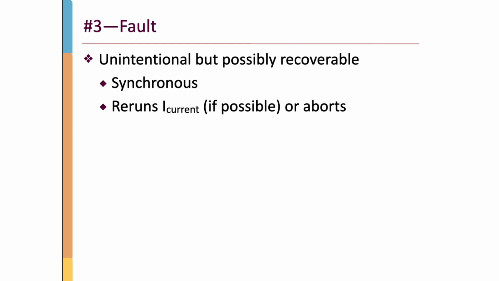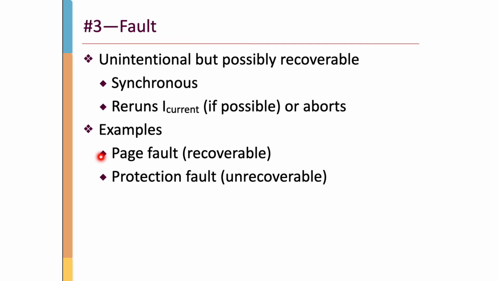Third is a fault, like a page fault. So these are unintentional exceptions. We're trying to access memory that currently hasn't been loaded into physical memory from the virtual memory system, but you can possibly recover it. So it's synchronous in the sense that you are executing an assembly language instruction that's trying to access a location in the virtual memory space that isn't loaded into physical memory, which is going to cause the kernel to go and load that page in and then restart the current instruction. Because that was the one that was trying to access the memory. We want to give it another shot to do that in order to read the value into the program and then allow it to continue execution. Page fault is the most common example of this.